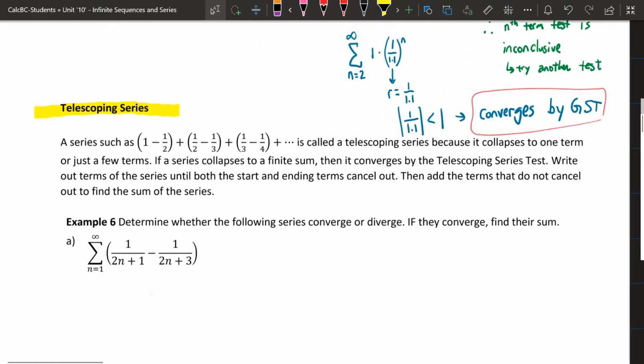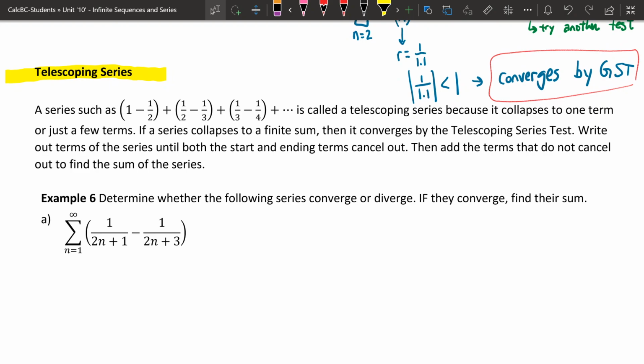A series such as 1 minus 1/2 plus 1/2 minus 1/3 plus 1/3 minus 1/4, etc. Look for that pattern there. It's called a telescoping series because it collapses to one term or just a few terms. If a series collapses to a finite sum, then it converges by the telescoping series test. If it doesn't, then we can't use this test. Write out terms of the series until both the start and the ending terms cancel out. Then add the terms that do not cancel out to find the sum of the series.